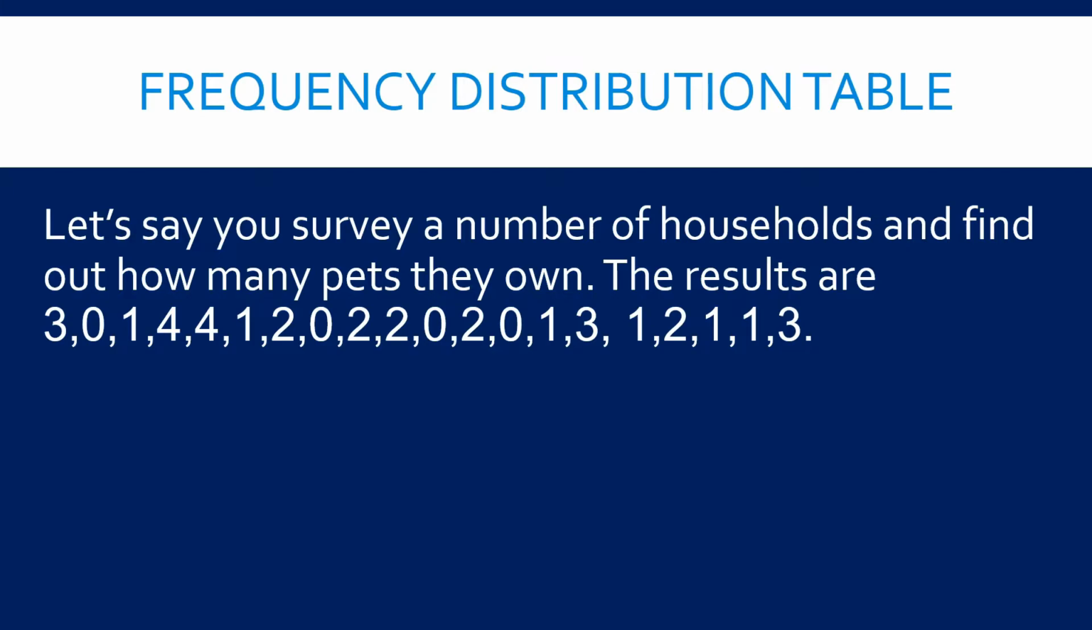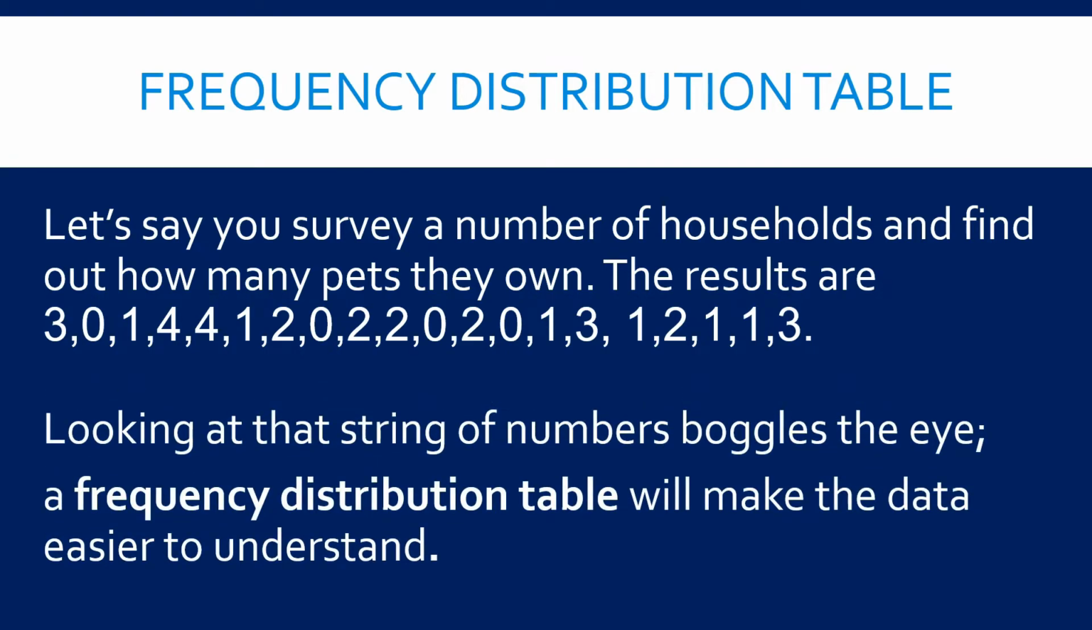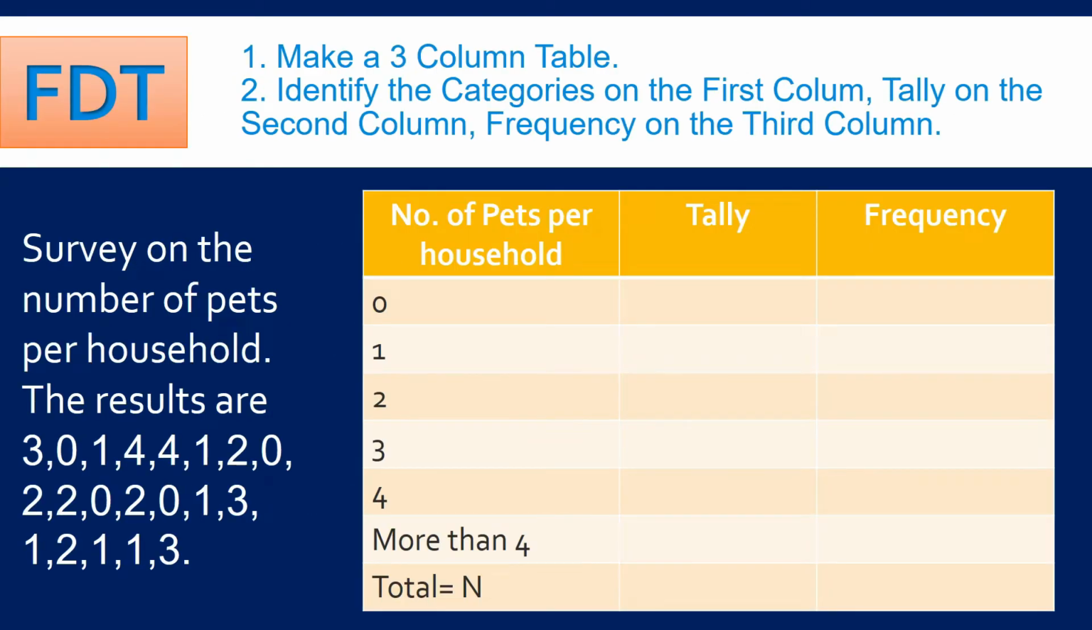Now, let's say you survey a number of households and find out how many pets they own. The results are 3014412202013121113. So looking at the string of numbers boggles the eye. A frequency distribution table will make the data easier to understand. So these are the raw data that you have gathered from your survey, asking the number of households how many pets they own. So these are the steps on how to make a frequency distribution table.